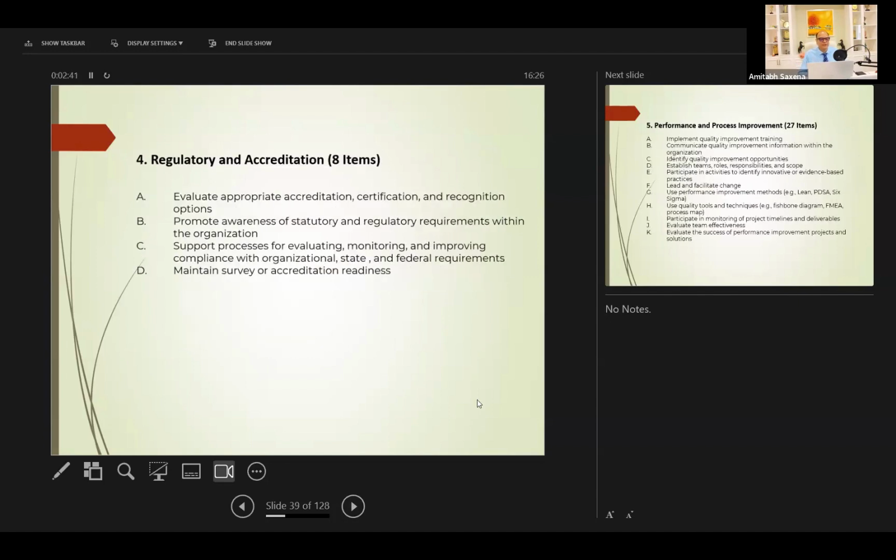Then you have regulatory and accreditation. Around 8 questions are asked. Pretty simple, easy. I don't see anyone failing in this. We also analyze. We have enough data. By the way, we are proud to tell you that in the past 13 years, to be very precise, more than 4,500 CPHQ professionals have been certified through our institutions.